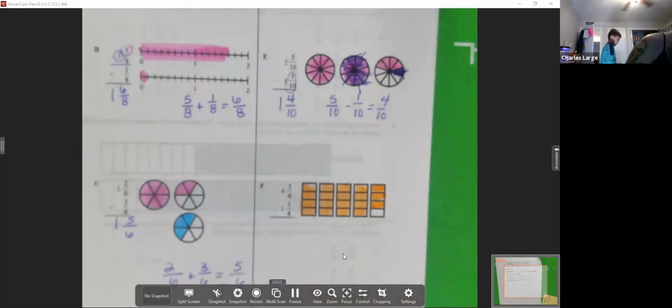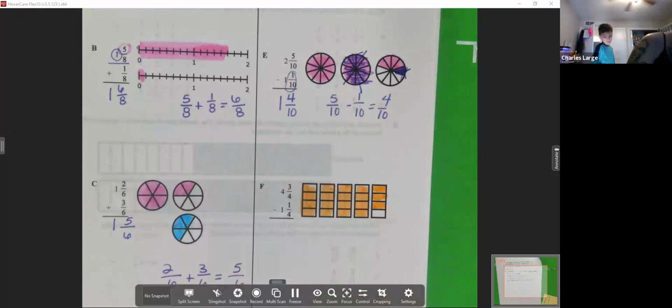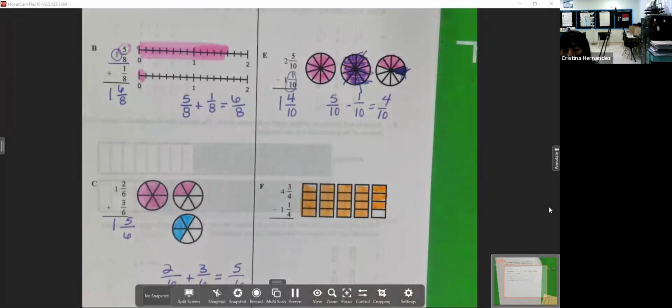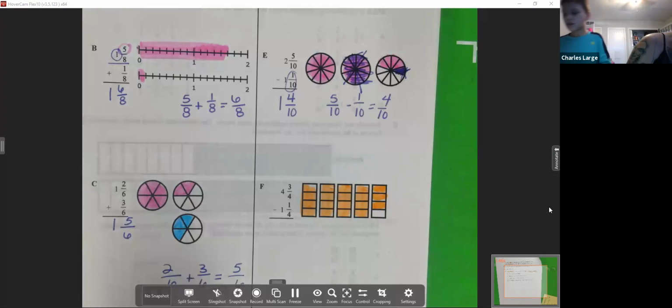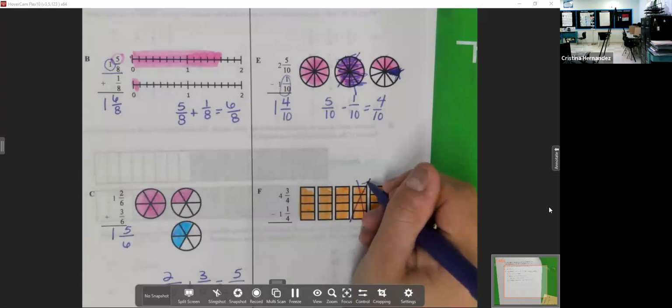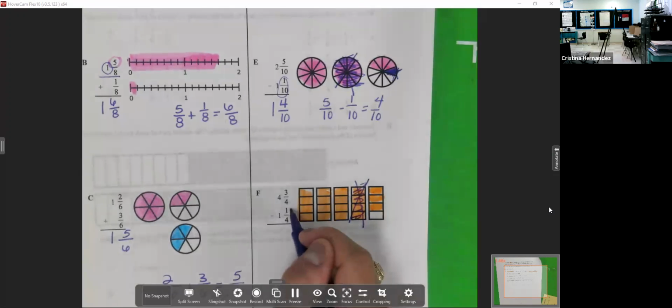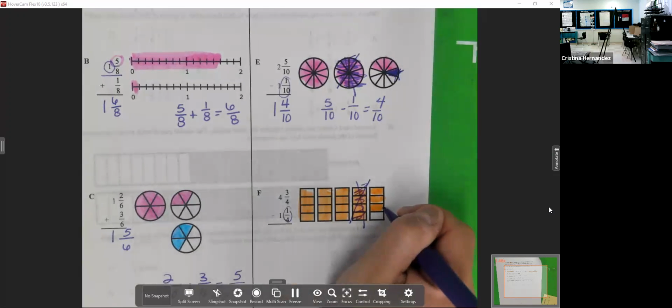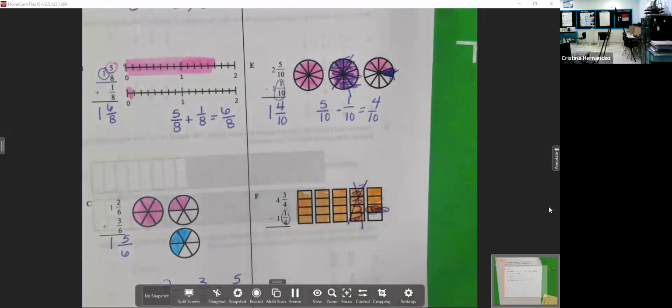Get over here. How many am I taking away? 1 and 1/4. So let's take away a whole one. We're going to get rid of this. And then we take away 1/4. What am I left with?